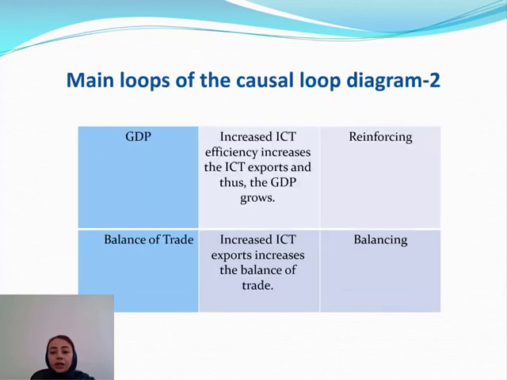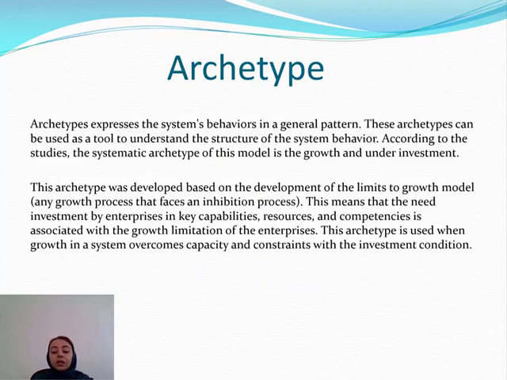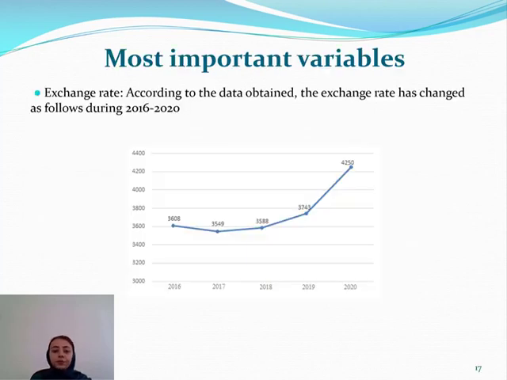The main loop that we studied together is here and here. As we studied, the archetype in our study and in this article is about growth and underinvestment. We have lots of variables that we studied here, but there are 4 more important variables that we want to look at.